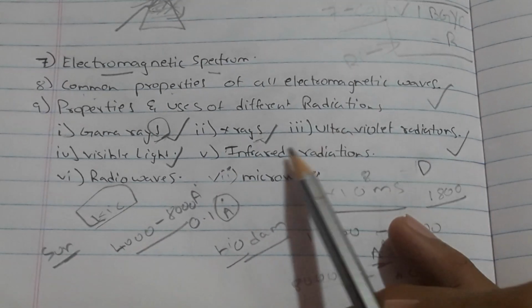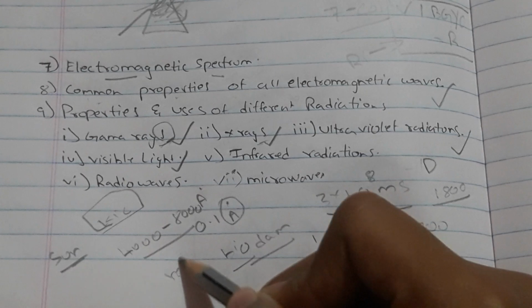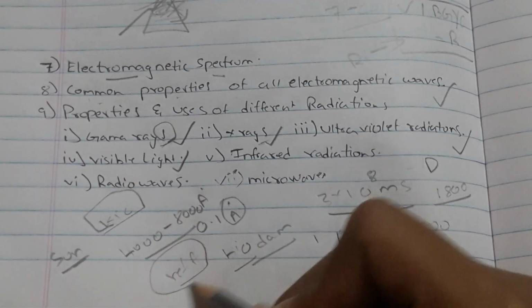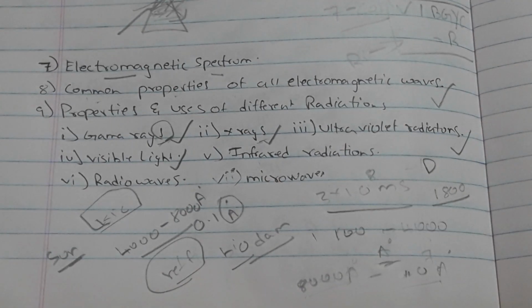The properties here are that they travel in a straight line like light with a speed of 3 into 10 power 8 m s minus 1 in vacuum. As the same as light, they move in a straight path. And the second property is they obey the laws of reflection and refraction. Reflection and refraction are the two properties obeyed by infrared radiation.